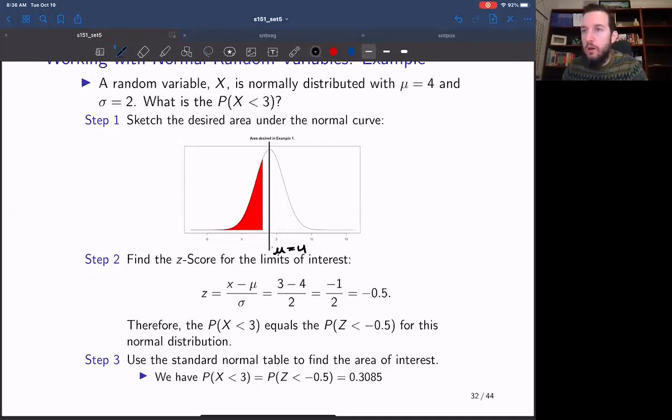All right, we want to know the probability that x is less than 3. So here, we have x equals 3. So we want to know the probability or the area that is below x equals 3.